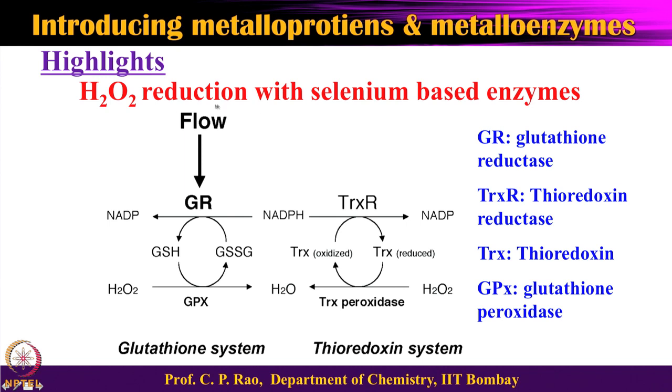So, if you see the H2O2 reduction with the selenium based enzymes, this is one set, and this is another set: the glutathione reductase and glutathione peroxidase cycle, GR and GPX, and the thioredoxin reductase and thioredoxin. Here the H2O2 goes to H2O, and GSSG goes to GSH. On the other hand, in the thioredoxin reductase and thioredoxin system, thioredoxin reductase takes the NADPH and converts thioredoxin oxidized to thioredoxin reduced. This reduced one will act on the H2O2 and go back to the oxidized form and give the water.